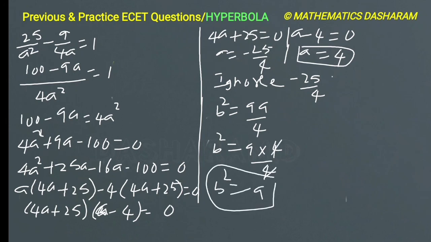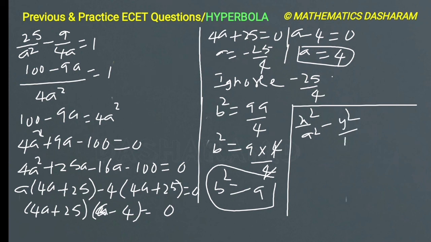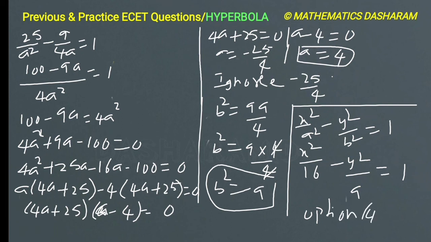So now the standard form of a hyperbola, what is that? x square divided by a square minus y square divided by b square equals to 1. x square divided by a square, a value 4, then a square 16, y square divided by b square value 9 equals to 1. So then option 4, the fourth option, is correct.